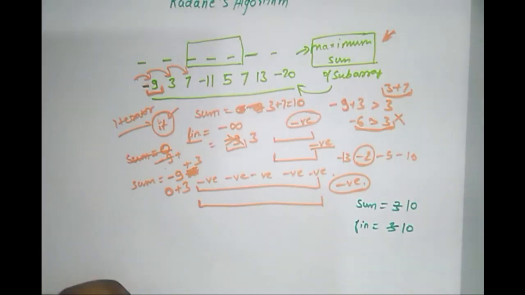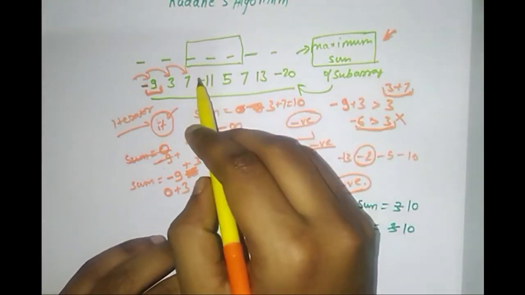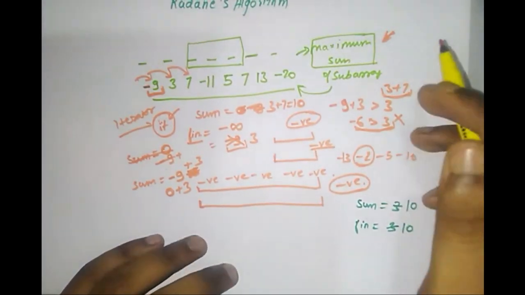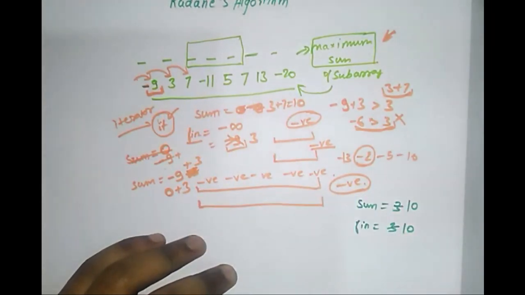Got it? Now we will iterate to the next element, minus 11. So now our sum is minus 11.